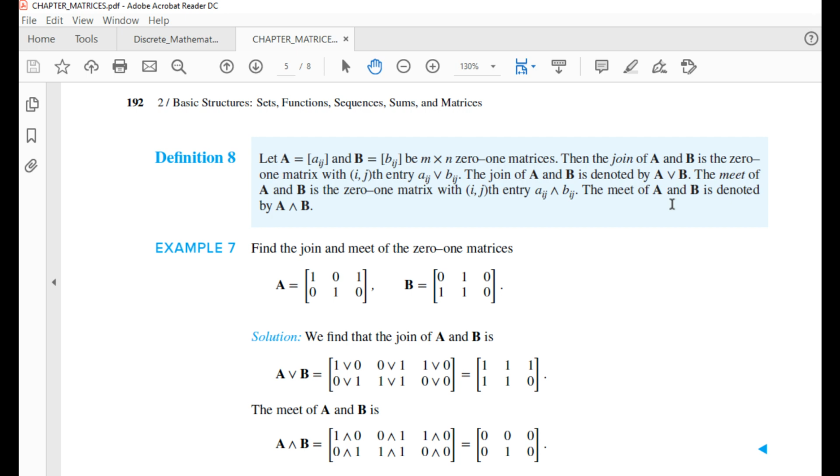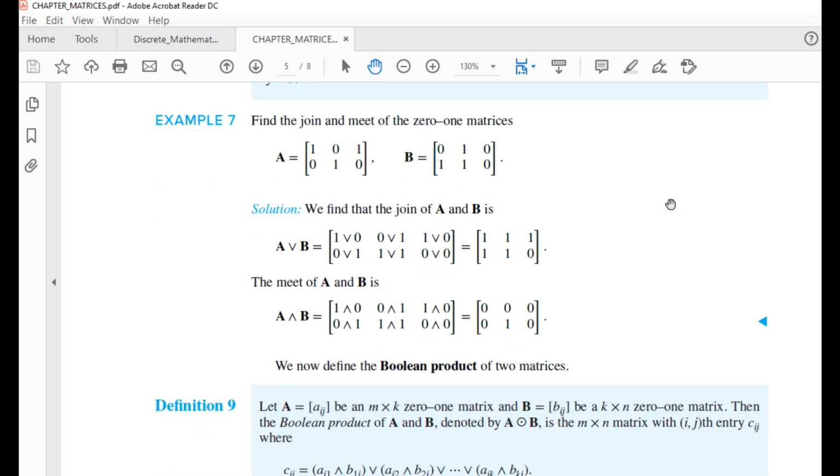But I'm going to be proceeding with the solution already. On example 7, I have two matrices. Okay, and here the same rules apply. As you can see, if we're going to be finding the join or meet of a matrix, it requires that they have equal sizes. In this case, both of them are 2 by 3 matrices.